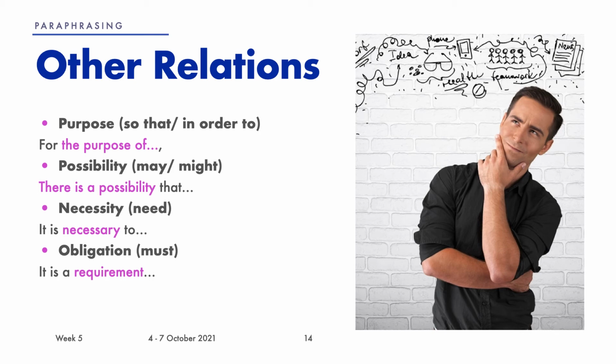And for the modal verb need, you can say necessary, and necessary is an adjective. Or if you want to use necessity, you can say there is a necessity. Okay, for obligation with modal verbs such as must or should, you can say it is an obligation or it is a requirement. Or if you want to use an adjective, you can say it is imperative.